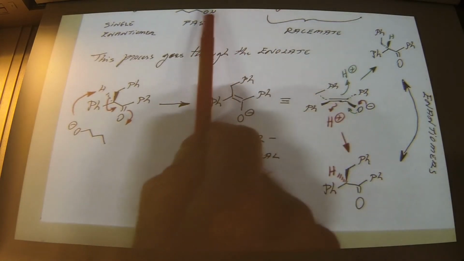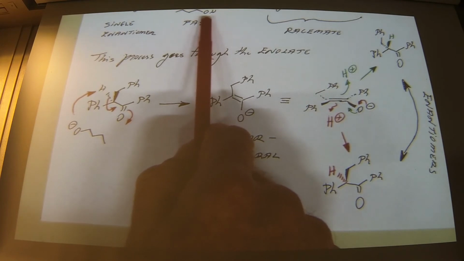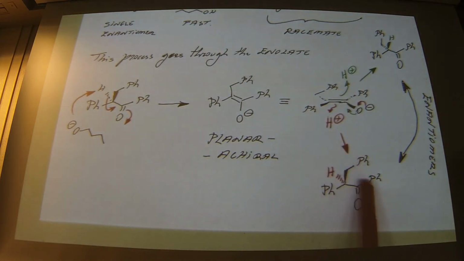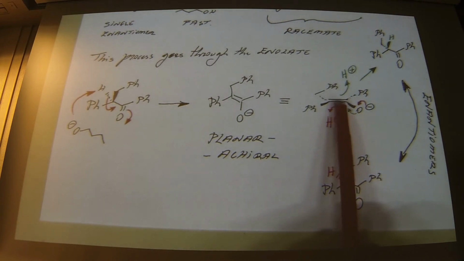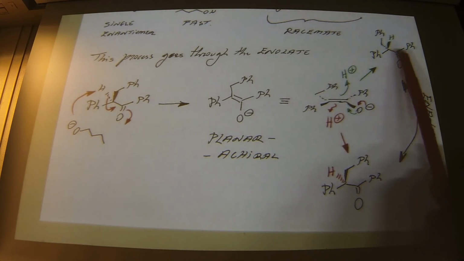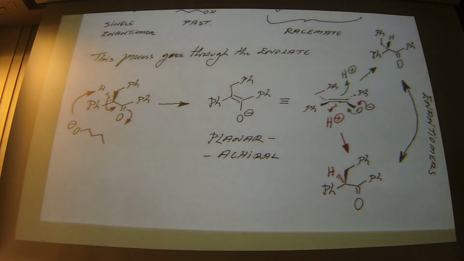Now, when this thing gets reprotonated by butanol, it can either follow a green pathway or it can follow a red pathway. Green pathway means the proton comes from the top face, red from the bottom. And that generates two different stereoisomers. In fact, it generates each of the two enantiomers. And so it's very easy to take a chiral ketone, chiral aldehyde, chiral ester, whatever, and racemize it.